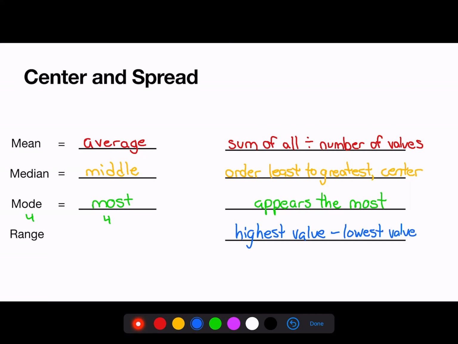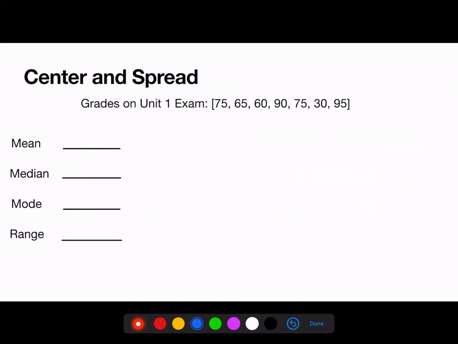Let's find the mean, median, mode, and range for these test grades, something you may have to do as a teacher. First, let's find the mean, the sum divided by the number of values. When typing all of the data points into the calculator, the sum of the data set is 490 divided by the number of values, which is 7. 490 divided by 7 in the calculator is 70.